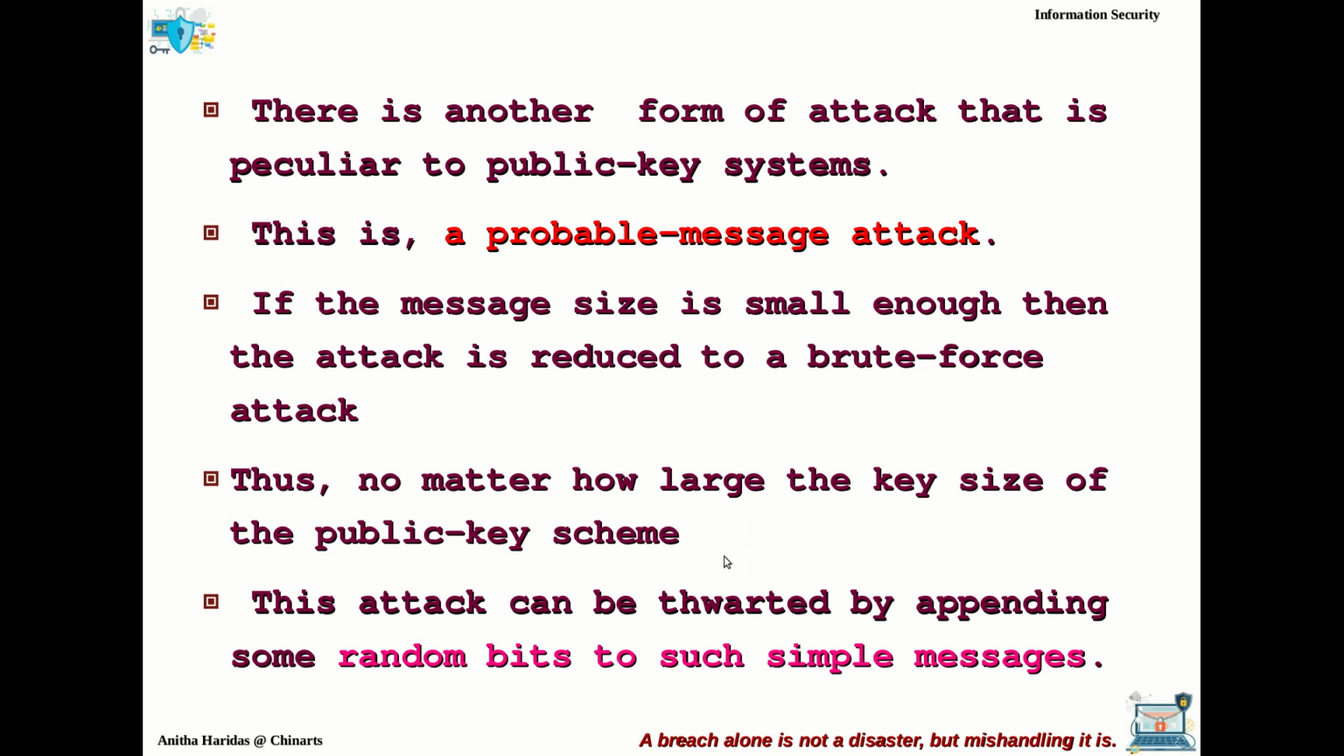So what you have to do, obviously, to prevent this attack, is add random bits to the simple message. If you are sending very simple and small messages, you can add some bits. So some kind of 0 padding or 1 padding, or anywhere in the 8th bit or 16th bit, information can be modified. So some random bits can be added or padded into the simple message. Then the message can be encrypted, which will save it from the probable message attack, right?